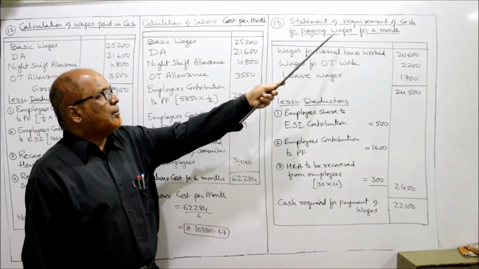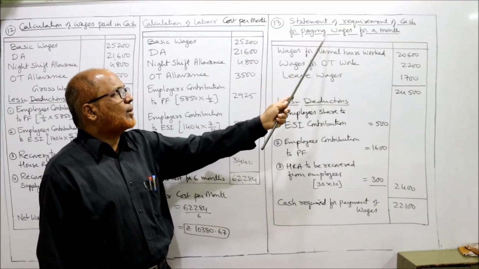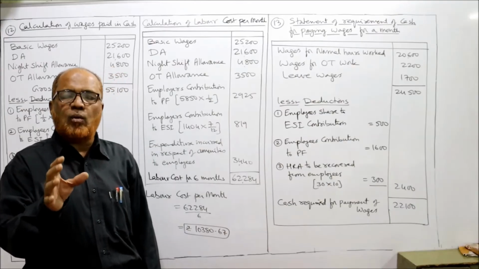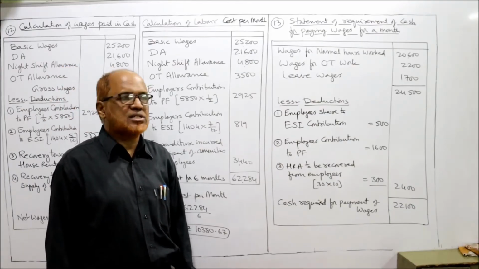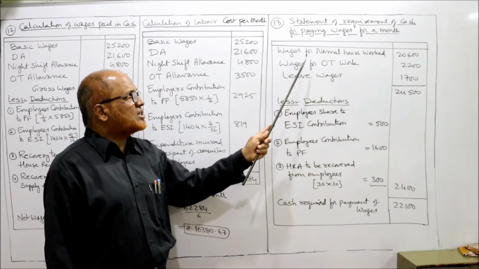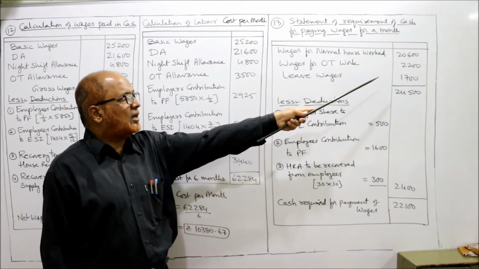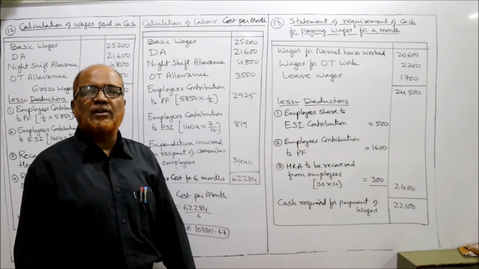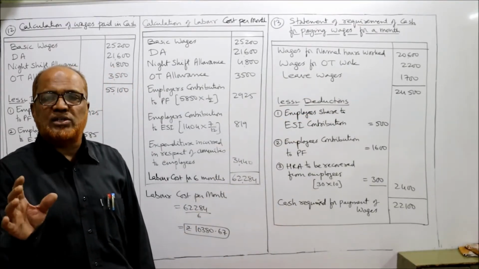Now here, a statement of requirement of cash for paying wages for a month. It's a statement determining the requirement of cash for wages. Wages for normal hours worked 20,600, wages for overtime work 2,200, leave wages 1,700. So total wages come to 24,500 gross wages.